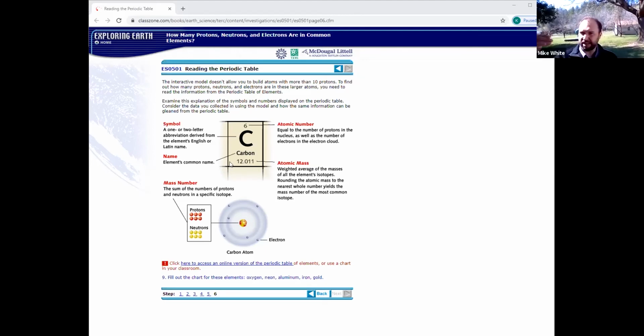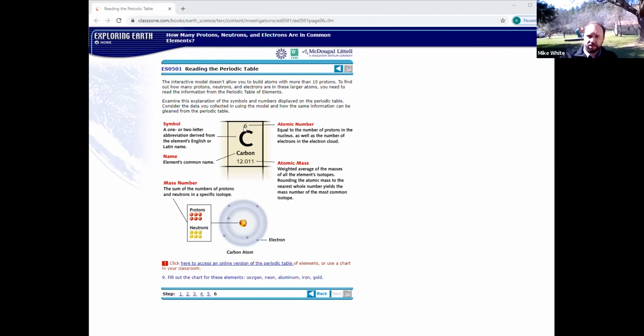The numbers get bigger the further you go down the periodic table, and that is the atomic mass. The fancy definition for that would be the weighted average of the masses of all of the element's isotopes. In other words, if you took the protons, the neutrons, and the electrons, and added them all together, they would come out to a mass of this. Where this is useful is you can use the atomic mass to figure out how many neutrons a certain atom of a certain element might have.